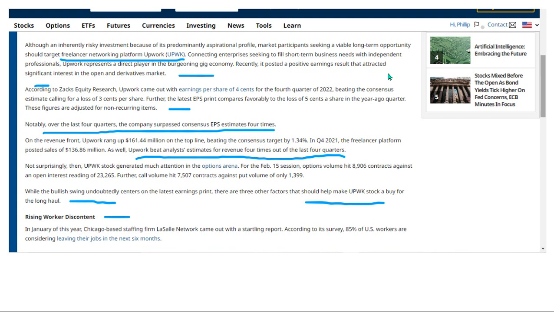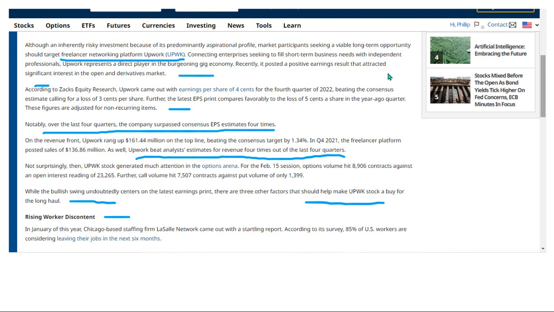According to Zacks Equity Research, which is another service, Upwork came out with earnings per share of 4 cents per share for the fourth quarter of 2022, beating the consensus estimate calling for a loss of 3 cents per share. So they beat expectations. Further, the latest earnings per share print compares favorably to the loss of 5 cents a share in the year ago quarter. These figures are adjusted for non-recurring items. So that is code right there for they're not using generally accepted accounting principles. They're using non-GAAP accounting principles for that number.